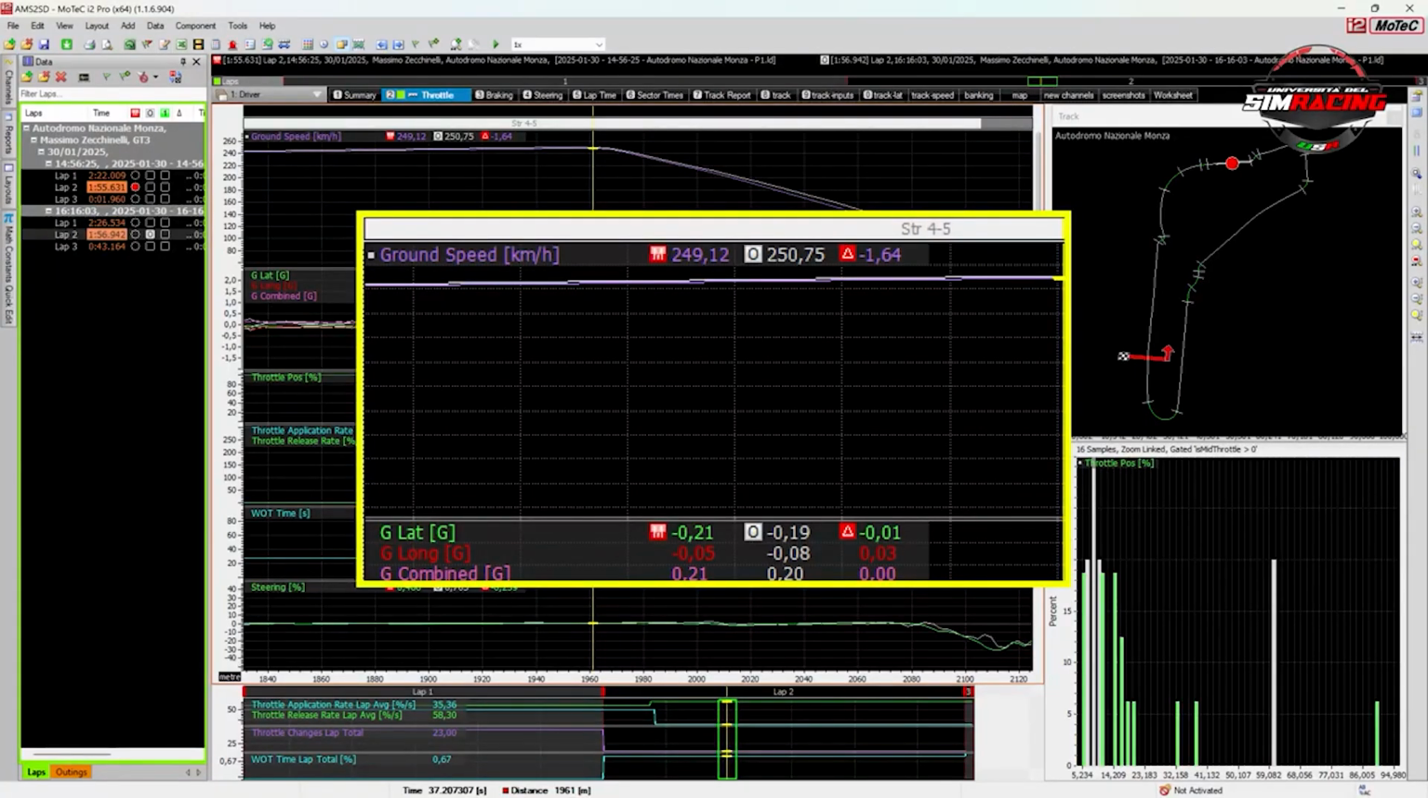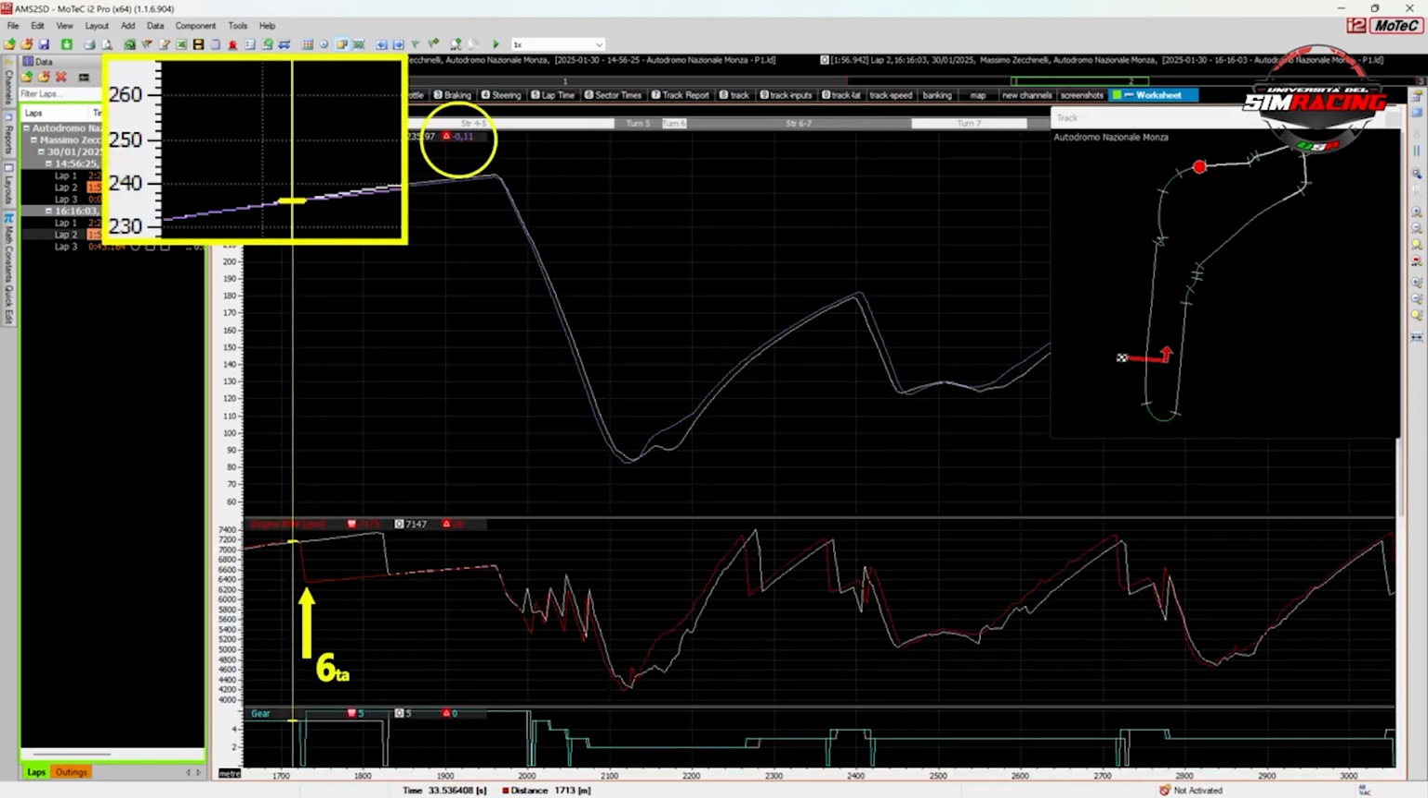At the Roja braking zone, the gap increases to 1.64 kilometers per hour, but it's important to note that just 200 meters earlier, at the moment of yet another inefficient upshift, the delta was almost 0.11 kilometers per hour. So once again, the pressure settings cannot be considered a contributing factor in this case either.